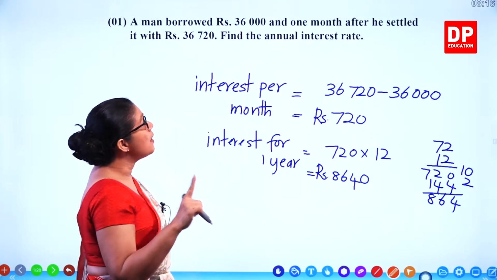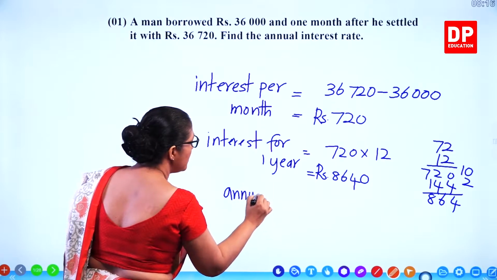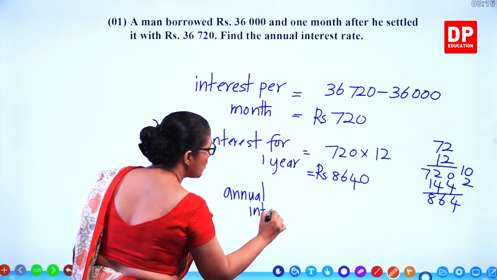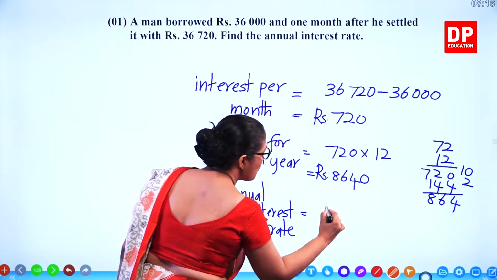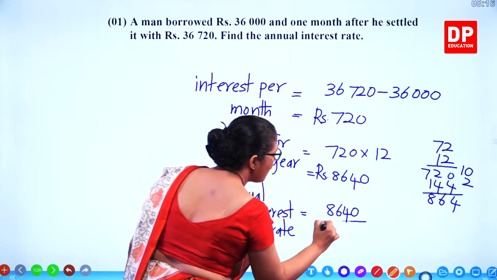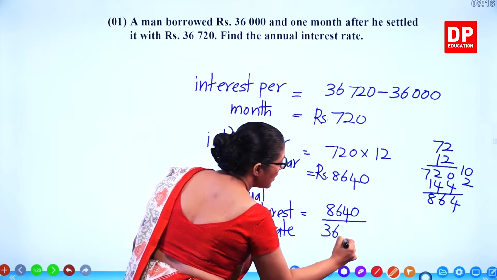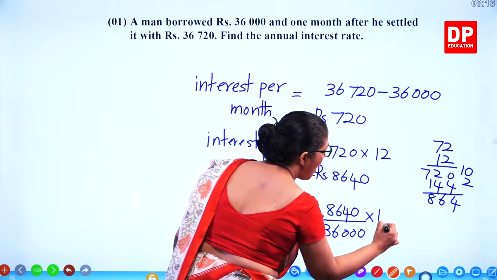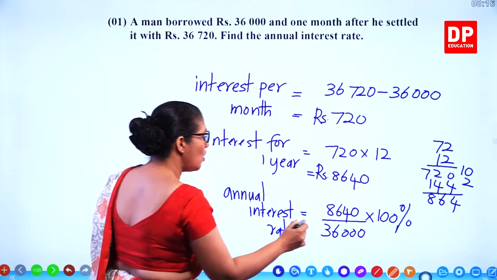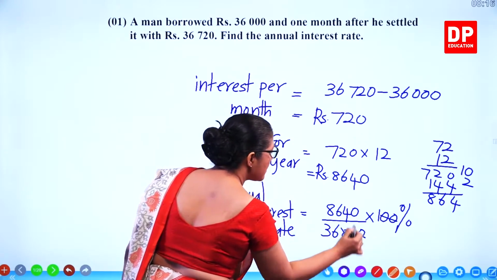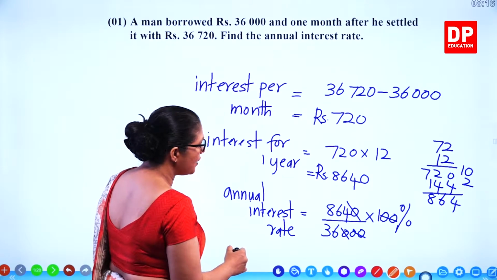So we need the annual interest rate. How do you find the rate? Annual interest rate is equal to the interest value 8,640 divided by the borrowed amount 36,000 and multiplied by 100%. Here 2 zeros get cancelled out, this 0 and this 0. So divide by 36. What's the value?